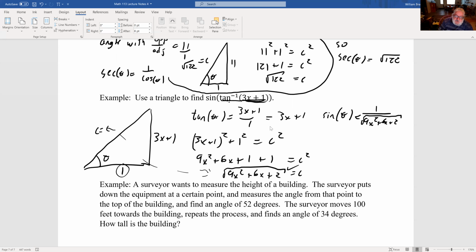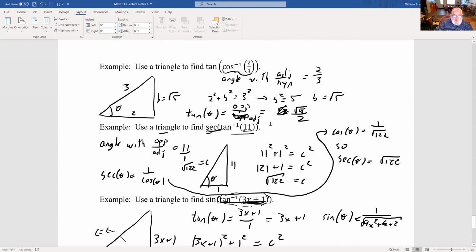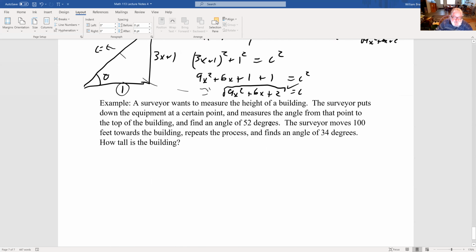Great, so whenever you see an inverse function, the whole thing means you want a triangle whose tangent is this, right? And here we want a triangle whose tangent is 11, and up here we wanted a triangle whose cosine is 2/3. And then that's basically giving you 2 sides of the triangle. You can find this third side, and then you can figure out the rest of it.